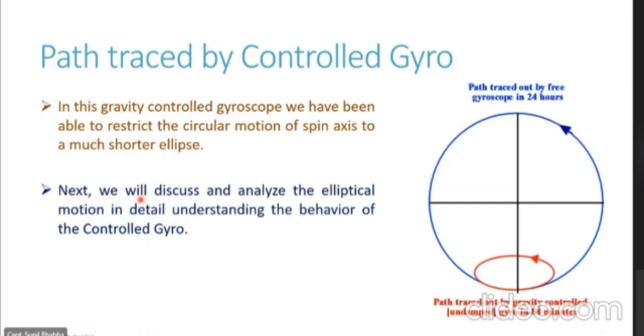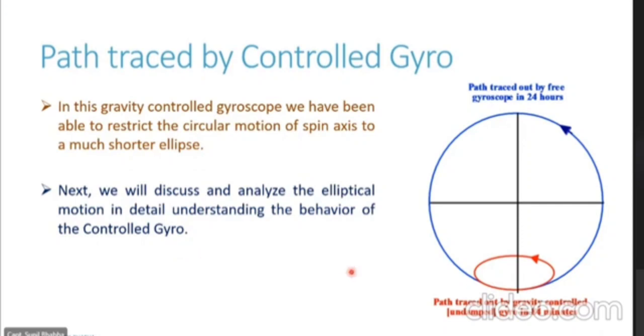Now, next we are going to discuss and analyze the elliptical motion in detail, understanding the behavior of the controlled gyro. Even now, when the gyro is moving on an elliptical path, which is much shorter as compared to the circular path traced out by the free gyro, the gyro has not settled yet on the meridian. Though moving very little as compared to a free gyro, it is still going eastward and westward of the meridian. So we will still need to make some further arrangement to make it point towards the meridian. For that, we will need to analyze the behavior of the gyro on the elliptical path.